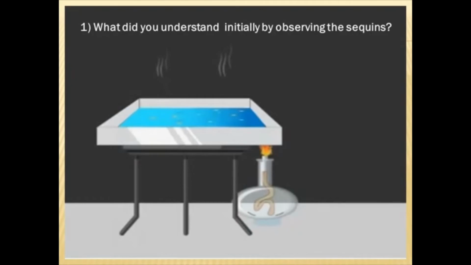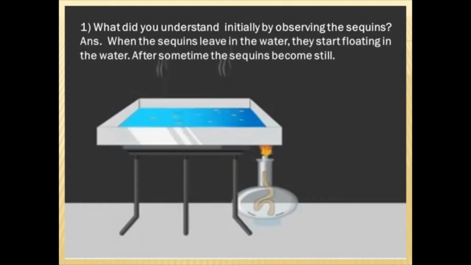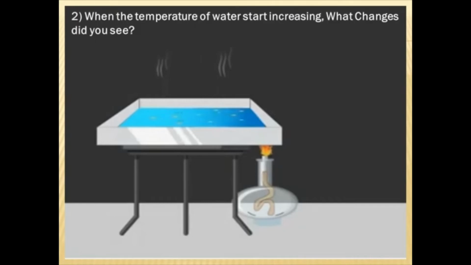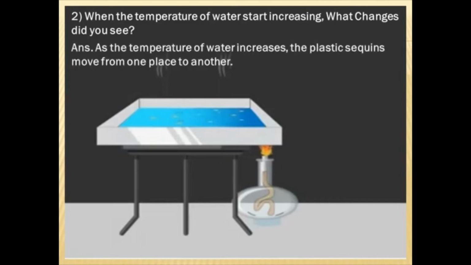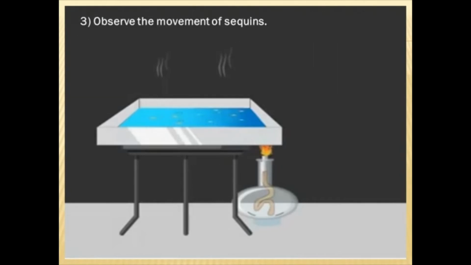What did you understand initially by observing the sequins? Answer: when the sequins are put in the water, they start floating in the water. After some time, the sequins become still. When the temperature of water starts increasing, what changes did you see? Answer: As the temperature of water increases, the plastic sequins move from one place to another.